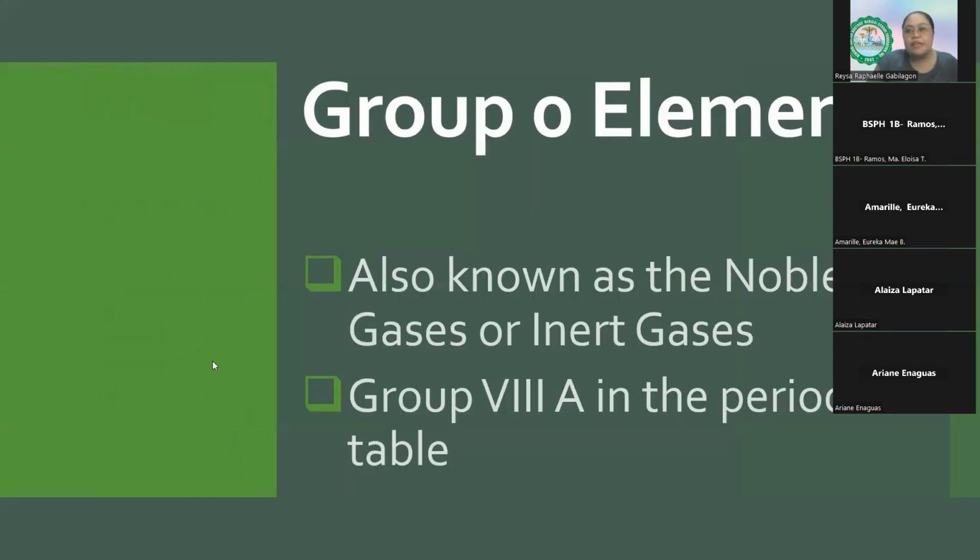Sige. So, we will go through them one by one. Let's start with group 0. Group 0 is actually group 8 in the periodic table. If you have your periodic table there, kindly get it so you can follow me. Group 0 or the group 8A. I believe you are very familiar with this. We have the noble gases or we call them inert gases.